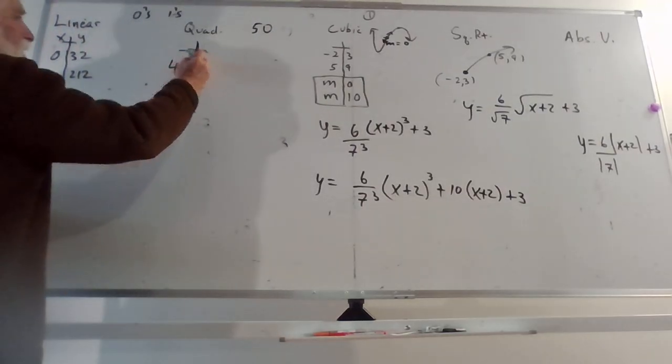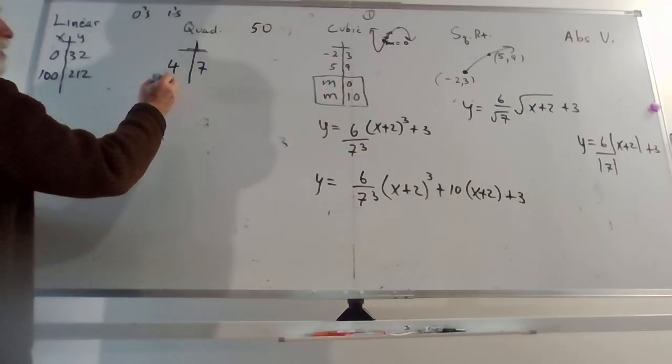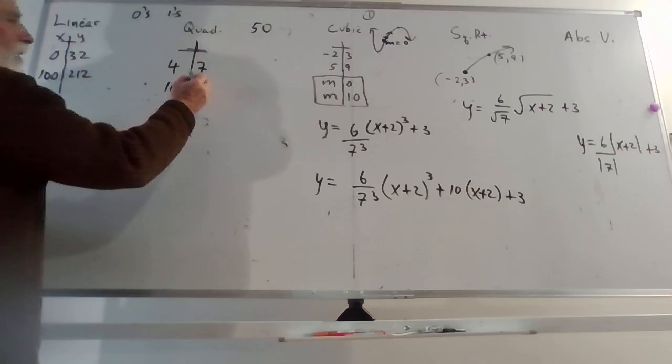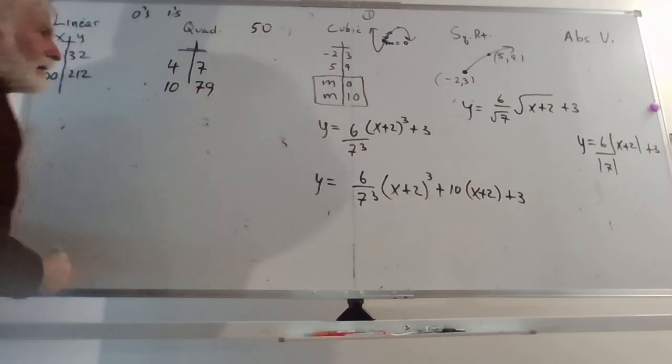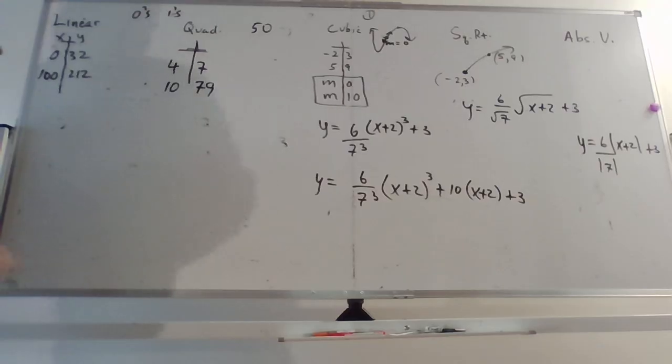So let's start with 4, 7. I like 4, 7. And let's go to 10. Let's go to 10, 72. And why don't you go to 79? All right? And then you tell me when that hits a height of 50. Okay? And I'll erase over here.